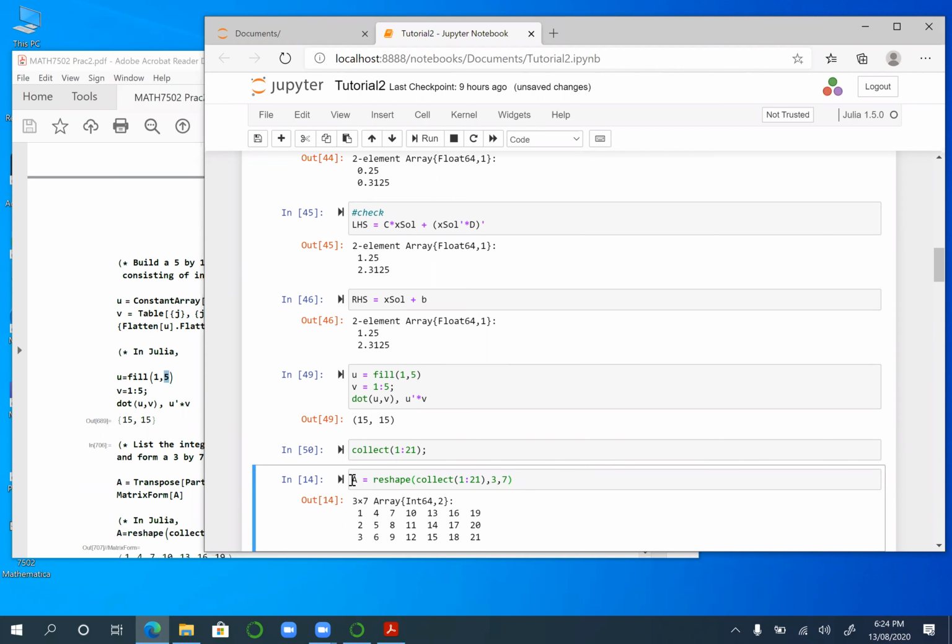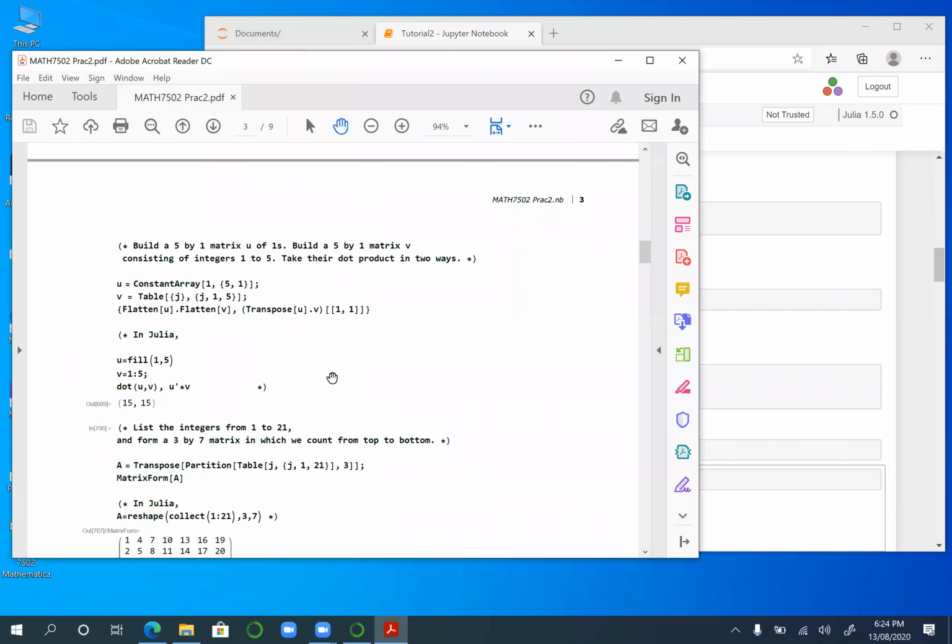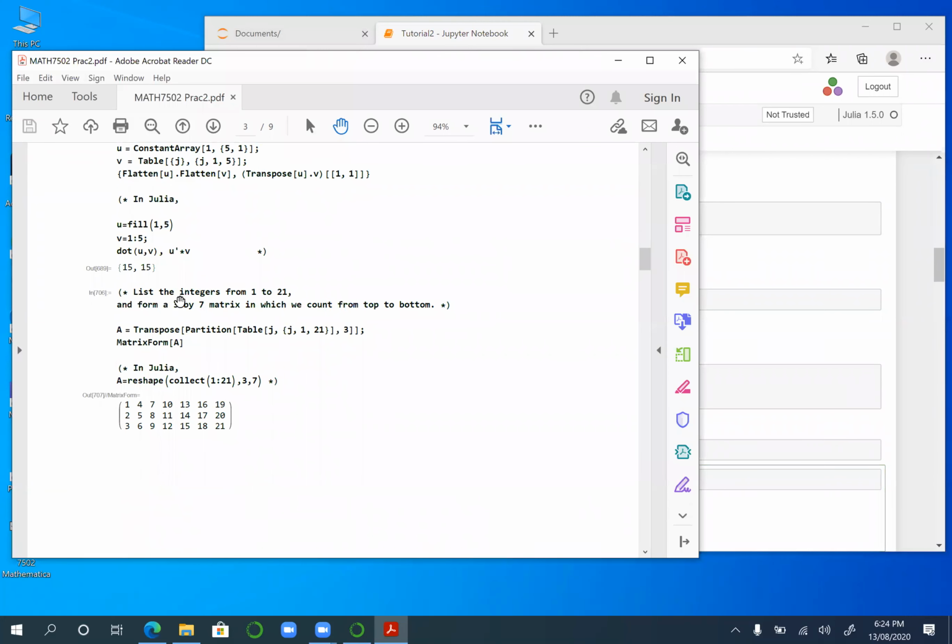Right, so the next one, now we see some commands, right? And you get a hint of what this is meant to do, but let's have a look at what the question would say, because you may not know what reshape means or collect means in Julia. So I'll go over to my PDF here. The instructions would say, form a list of the integers from 1 to 21, and then form a 3x7 matrix in which we count from top to bottom. I did this in Mathematica, and because Mathematica likes to think in terms of rows rather than naturally in terms of columns, I would have to transpose that to achieve the desired effect here.